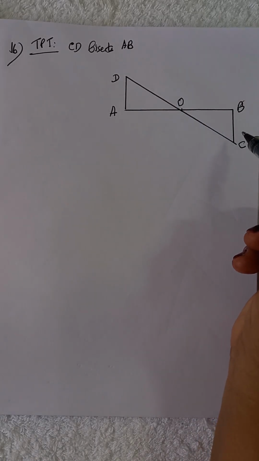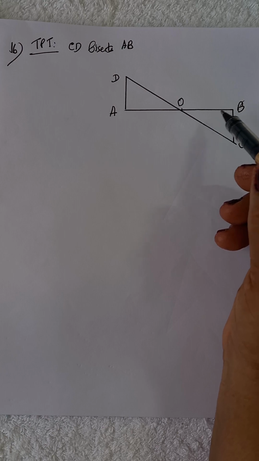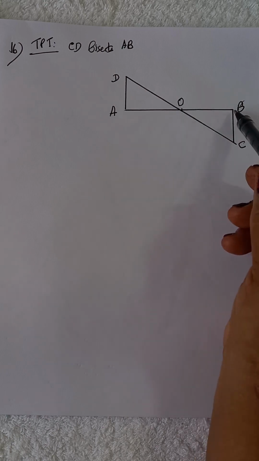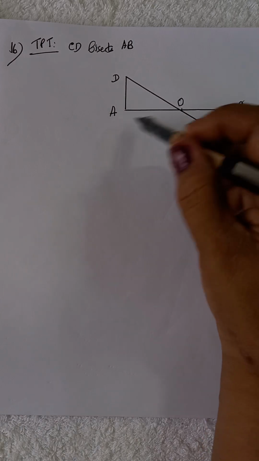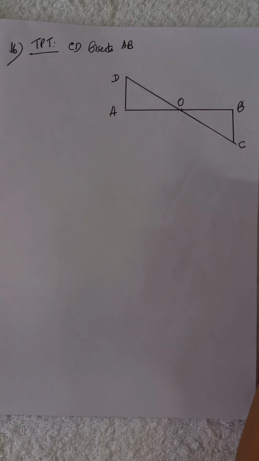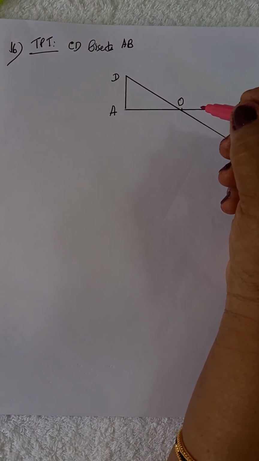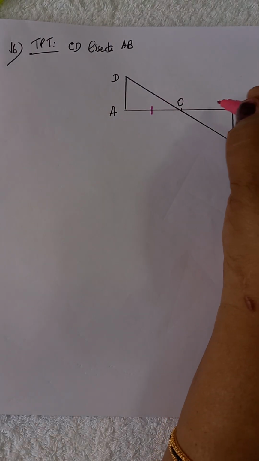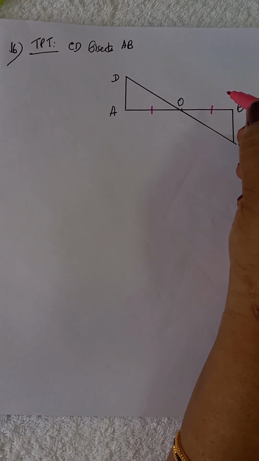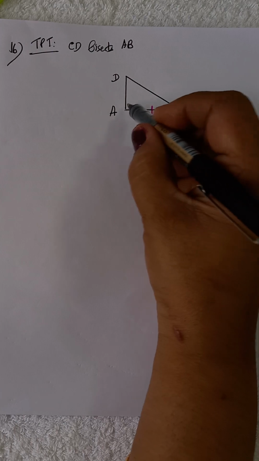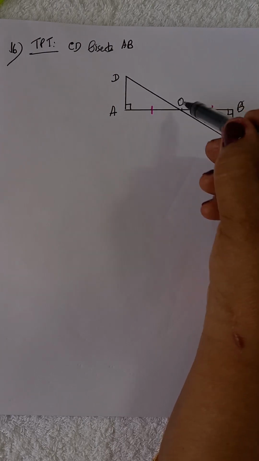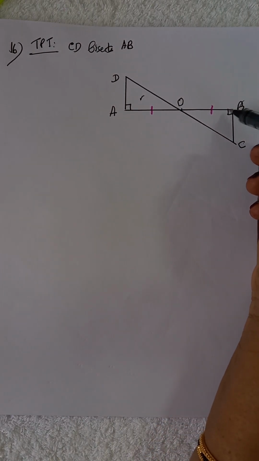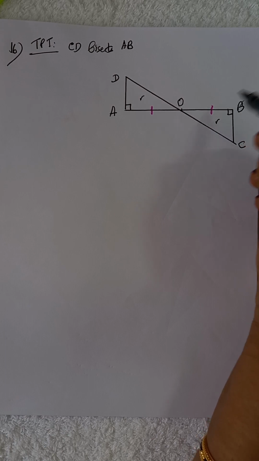16th question. AD and BC are equal perpendiculars to a line segment AB. If AD and BC are on different sides of AB, prove that CD bisects AB. CD bisects AB means what we have to prove? We have to prove that AO is equal to BO, that is, AO is this, BO is this. This we have to prove. Here this AD and BC are perpendiculars, means these are 90 degrees. In triangle AOD, this triangle, and BOC, this triangle, these two triangles we can take.